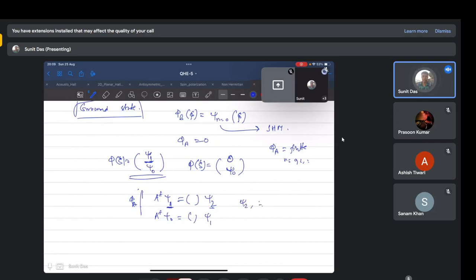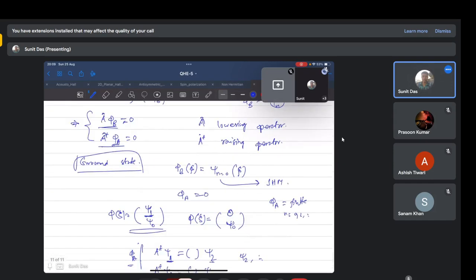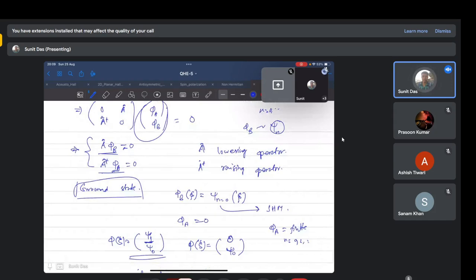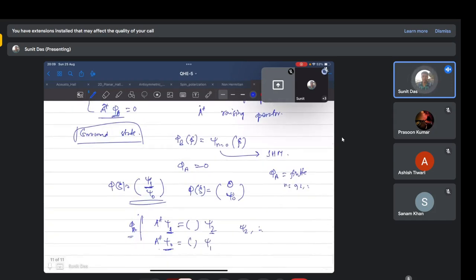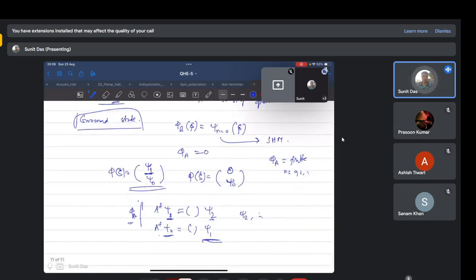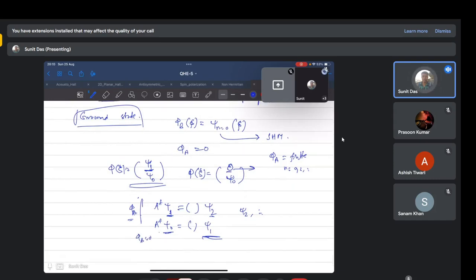Even if you take psi 0 in place of phi a in this wave function, the spinor, then you get some excited state, but we need the lowest ground state, which is the zero energy. So that's why phi a is 0, which is the case here.